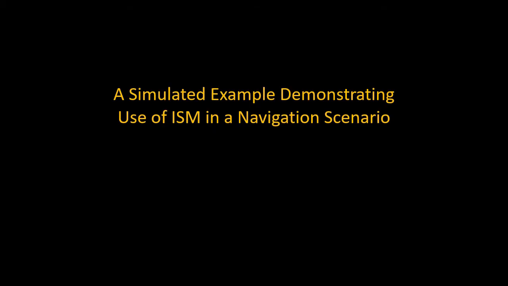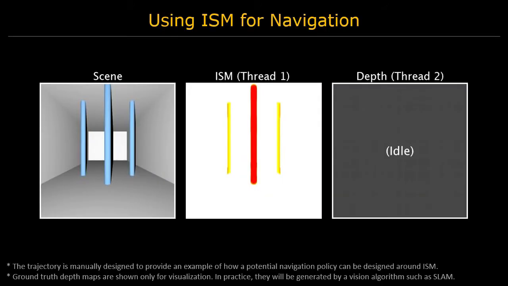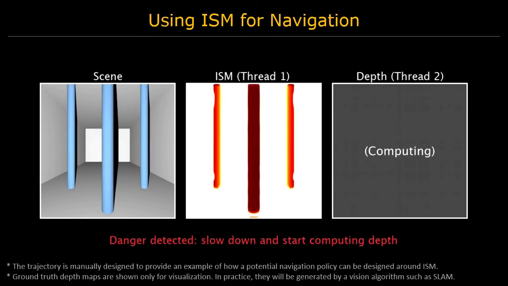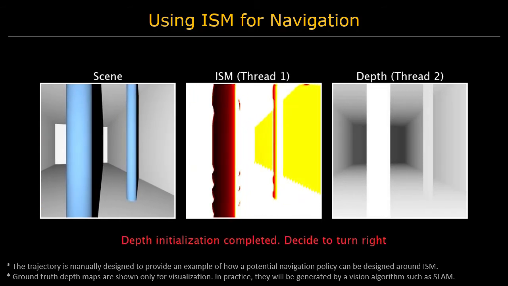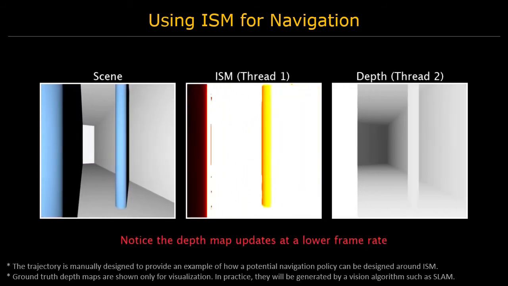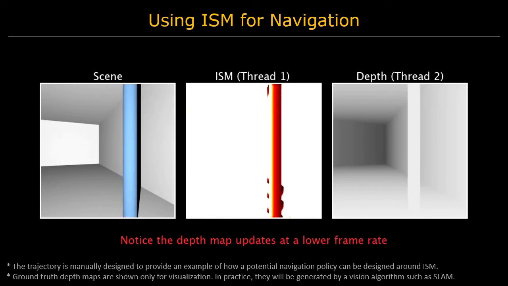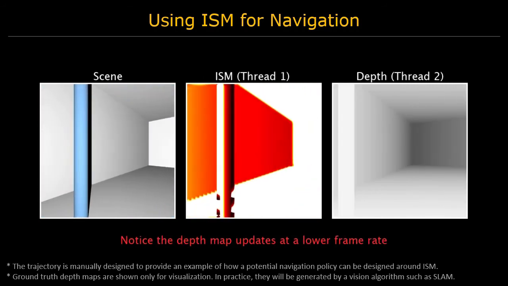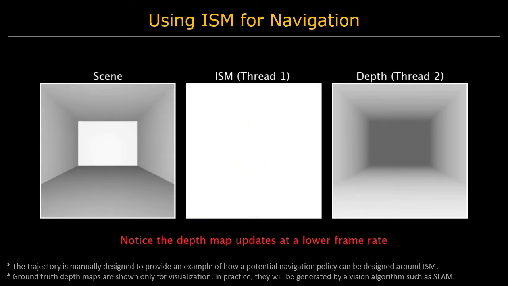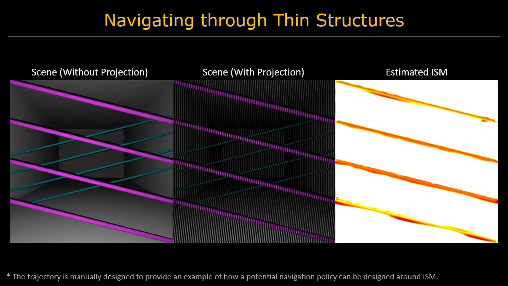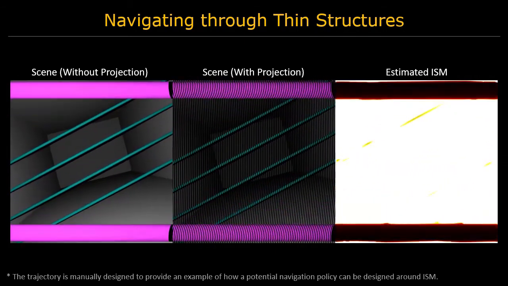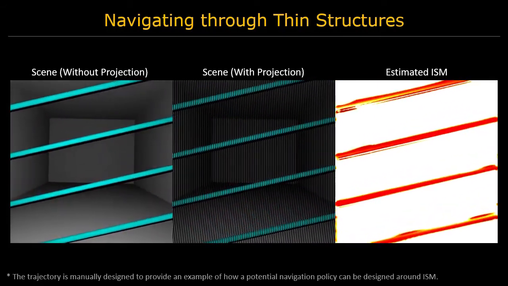Next, we show a few example scenarios that demonstrate how the proposed techniques can be used in robot navigation scenarios. The inertial safety map is used as a conservative measure for collision detection. When a danger is detected, the robot slows down and initiates a full depth recovery algorithm in a separate thread. When the depth estimation is finished, it is used for planning a trajectory to navigate through the obstacles. This is a challenging example with intricate obstacles. The thin threads are detected from the recovered ISMs, and the drone rotates to prevent collision.